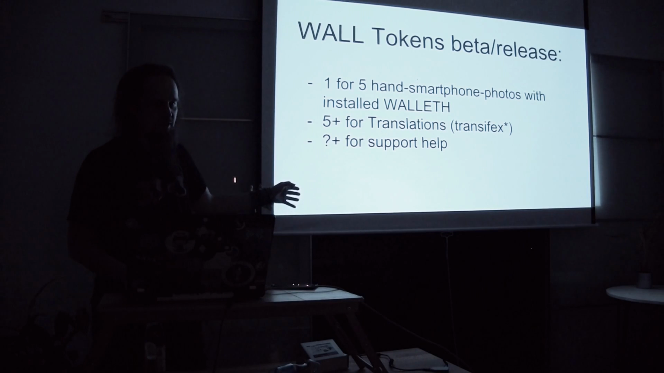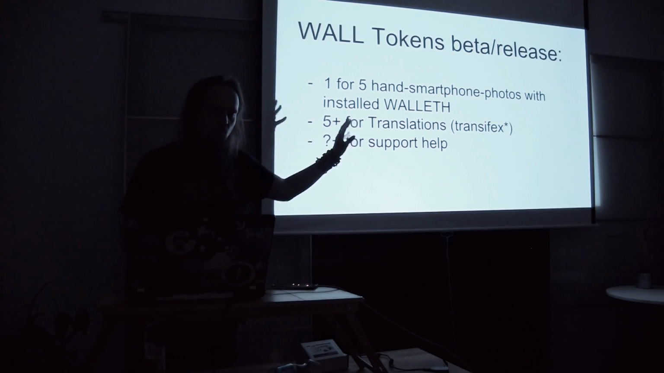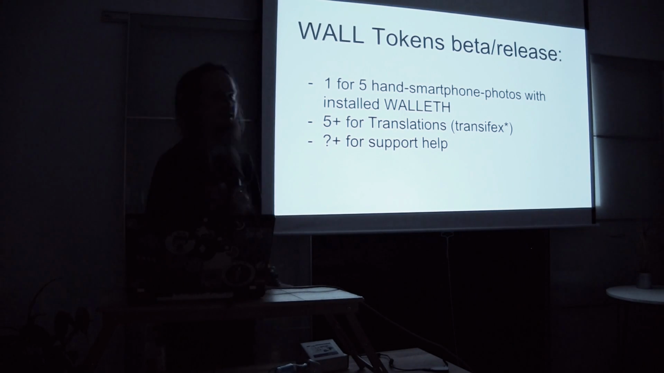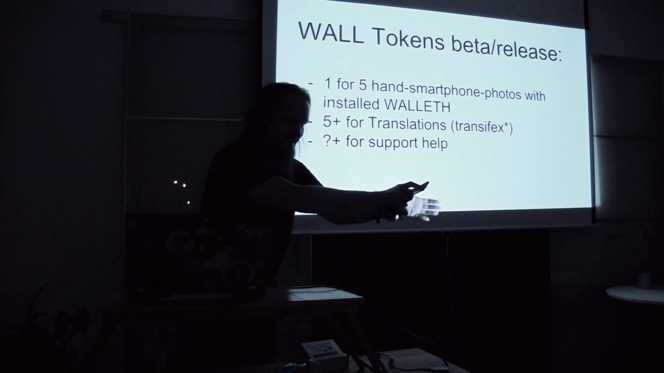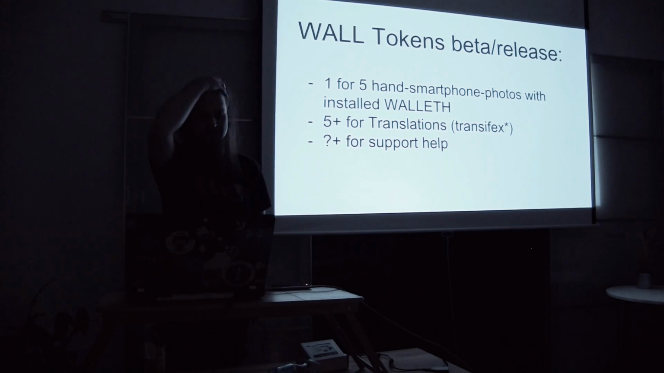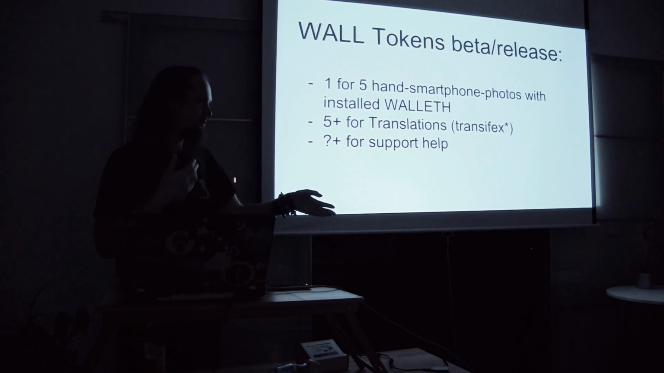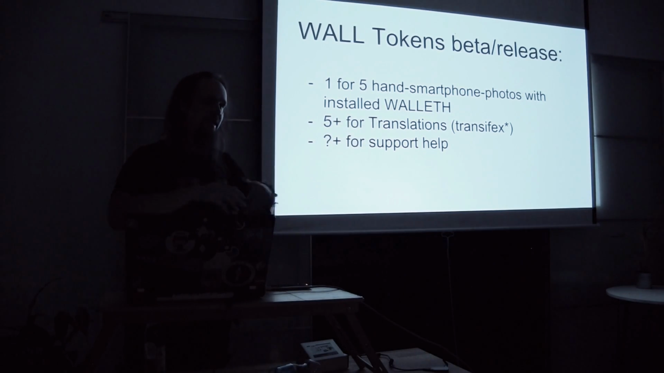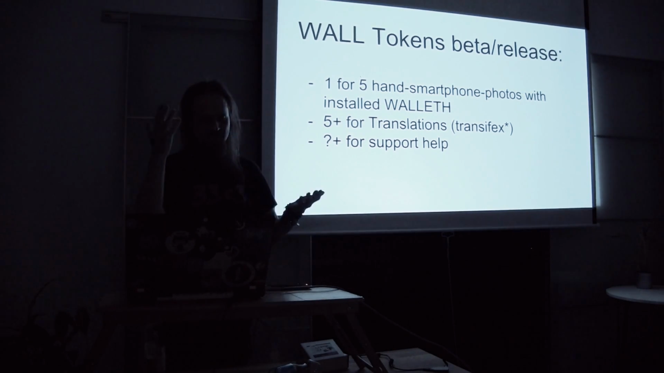Later, after the beta release, it's 1 for if you make photos of 5 hands where you installed WALLETH. It's basically what Andreas Antonopoulos is always doing. Come to me, I give you some, and when you make 5 photos, you then also get some tokens. Later on also for translations, but I don't want to push that now because the app has to get to beta state, so I know it's not changing that much.